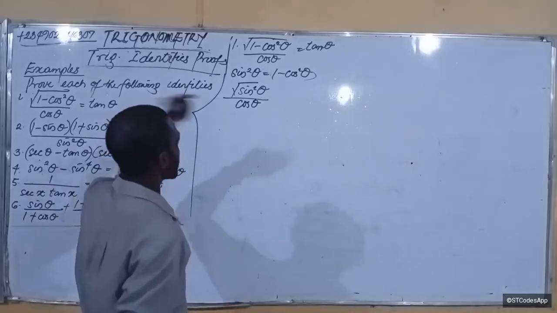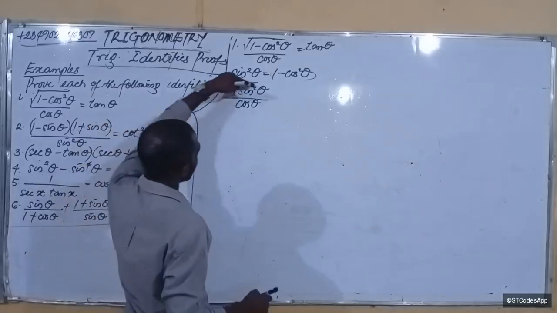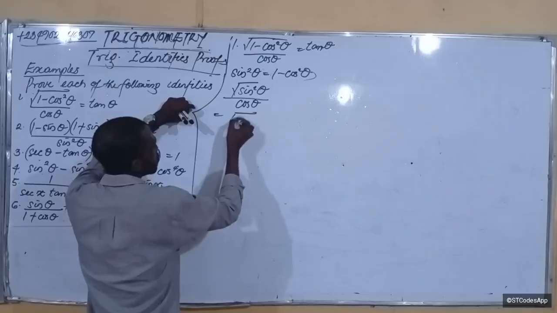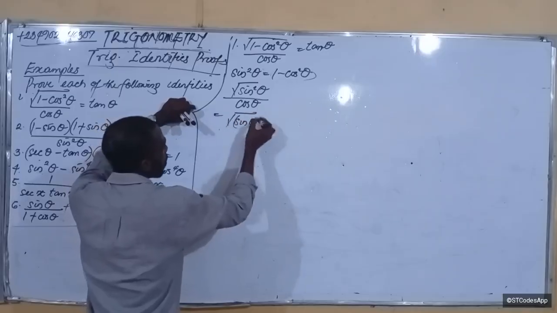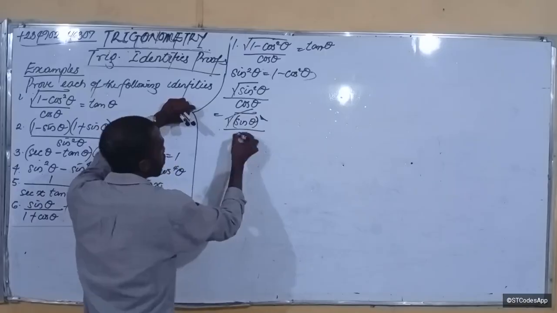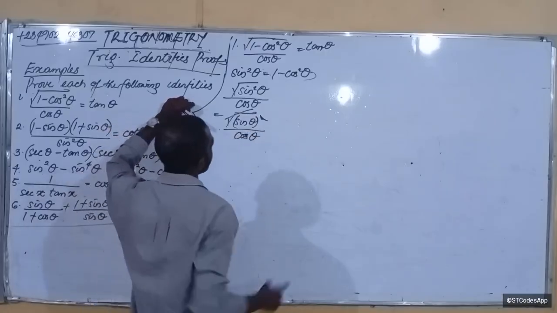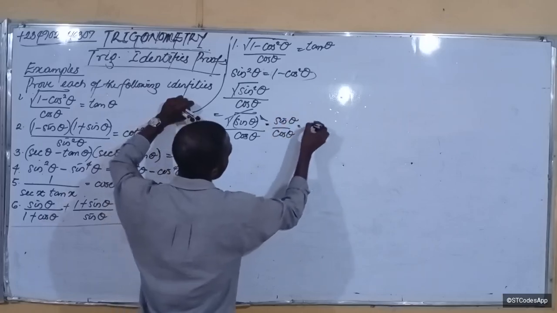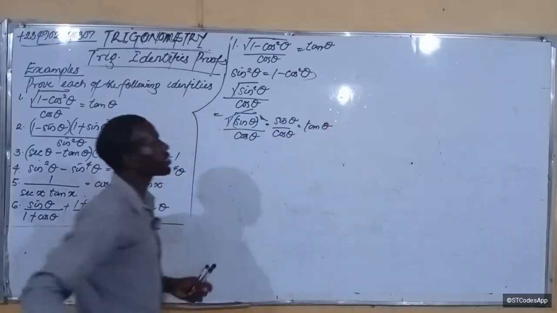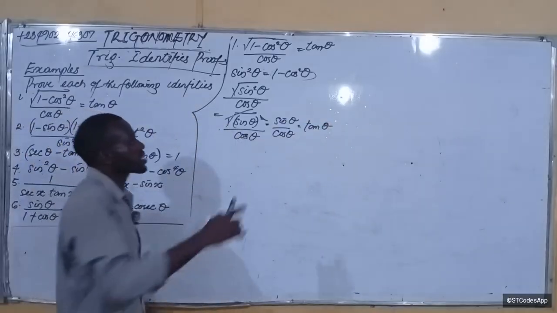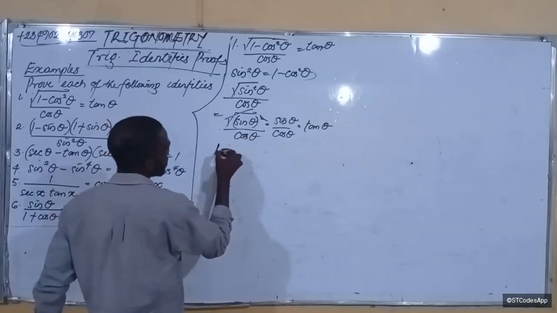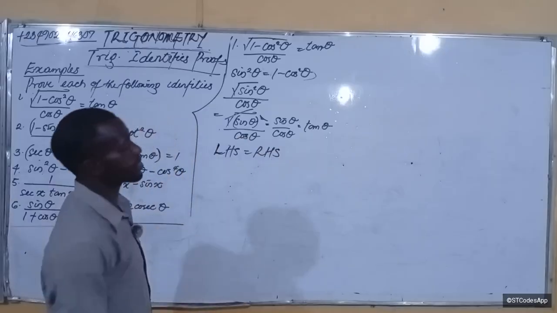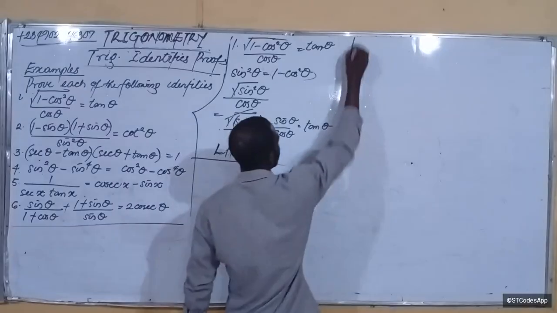Now, what's the square root of this? It means the square root of sine theta all squared, so square cancels square root, over cos theta. What you have left is sine theta over cos theta, which is equal to what? Tan theta. Do you see that now? So the left hand side is equal to the right hand side. Do you understand now? So we have been able to prove that.